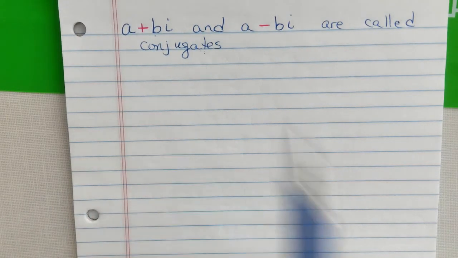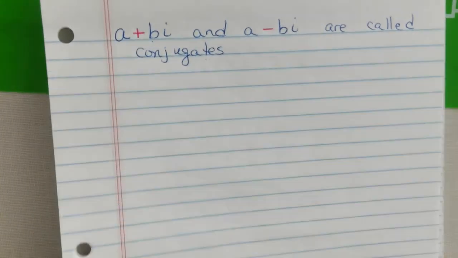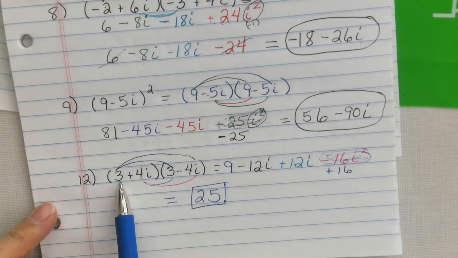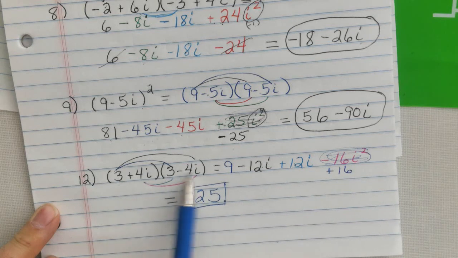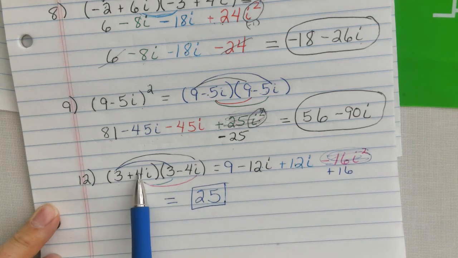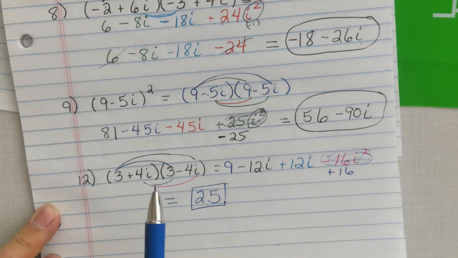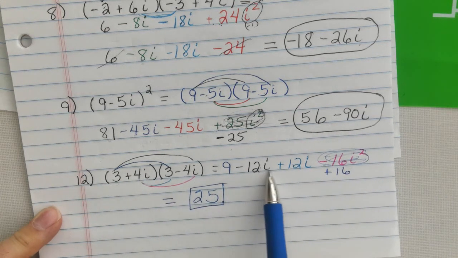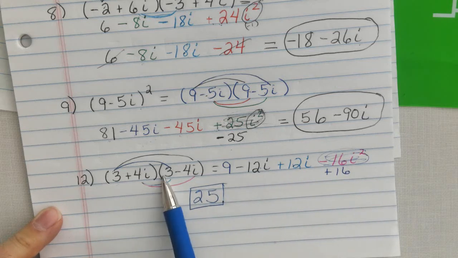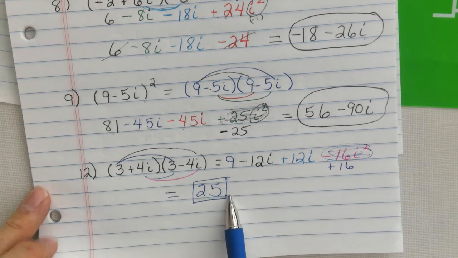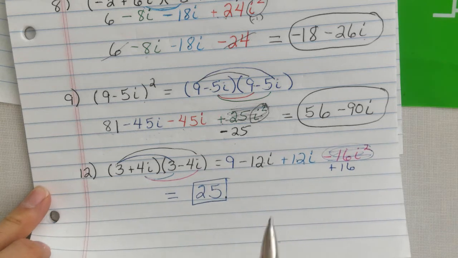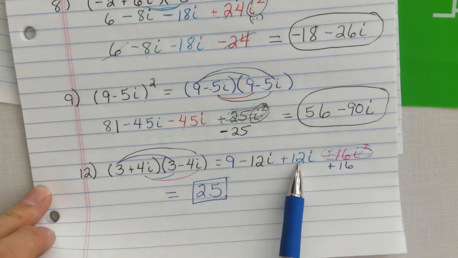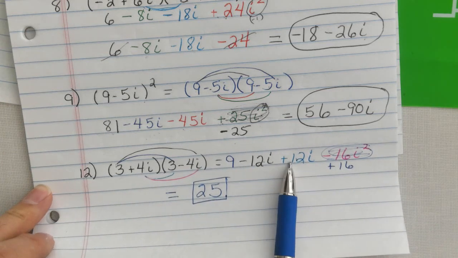So, conjugates. Now, what's special about these conjugates? Well, have we seen any conjugates so far? Well, yes. The last problem I just did, the 3 plus 4i and the 3 minus 4i, those are conjugates of each other. What's special about conjugates is if you multiply them out, do you have an i in the answer? Number 12, was there an i in the answer? No. That's the nice thing about conjugates. If you multiply conjugates together, the i terms, the outer and inner, cancel out.